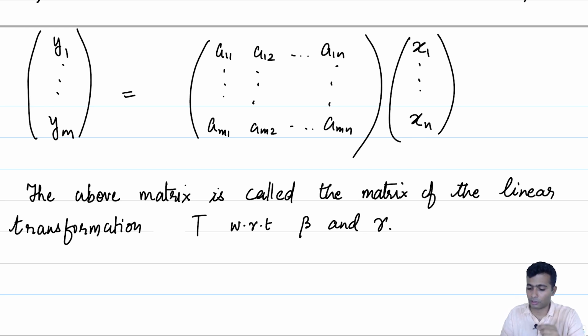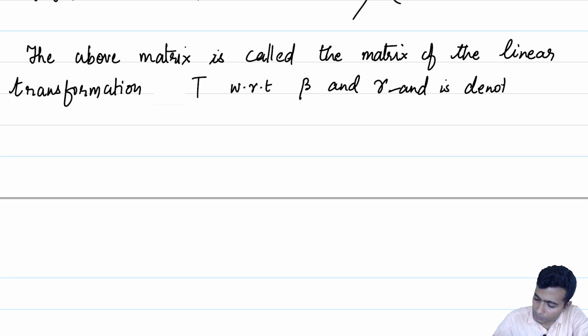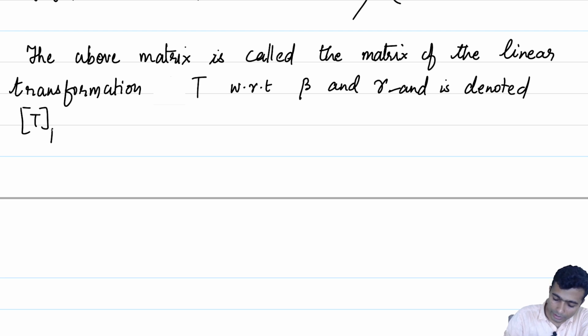As I just mentioned, each of the coefficients here are obtained by writing TVj in terms of W1 to Wm for each j going from 1 to n. And this is also denoted T beta gamma. The notation we are following has a name. It's called the Einstein convention, which is used by physicists extensively. Let's not go into that, but this is the notation.